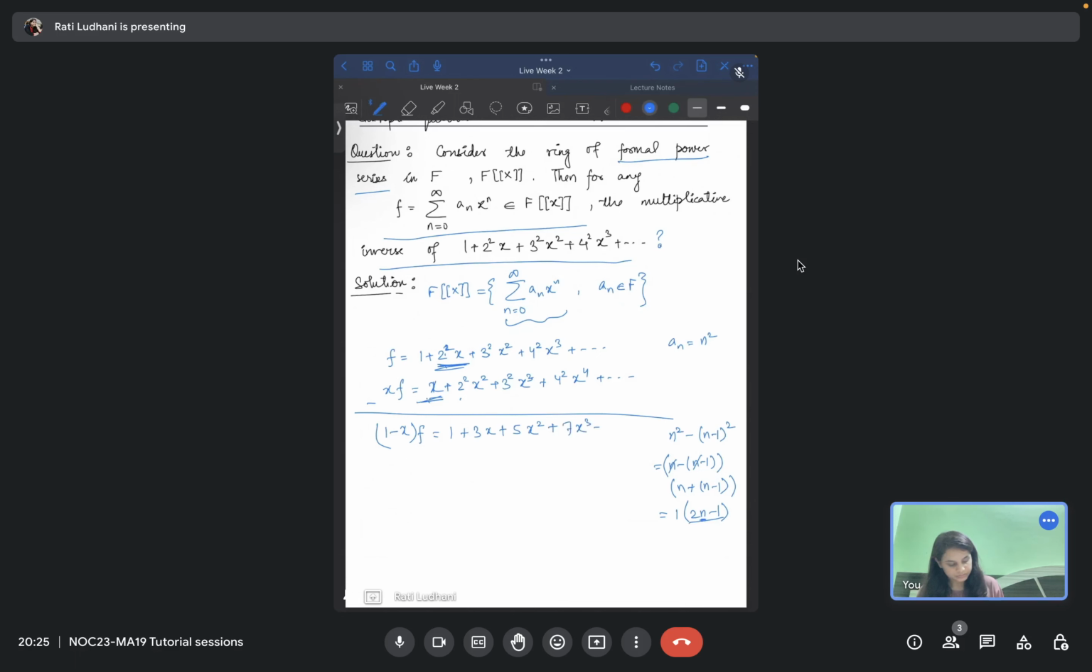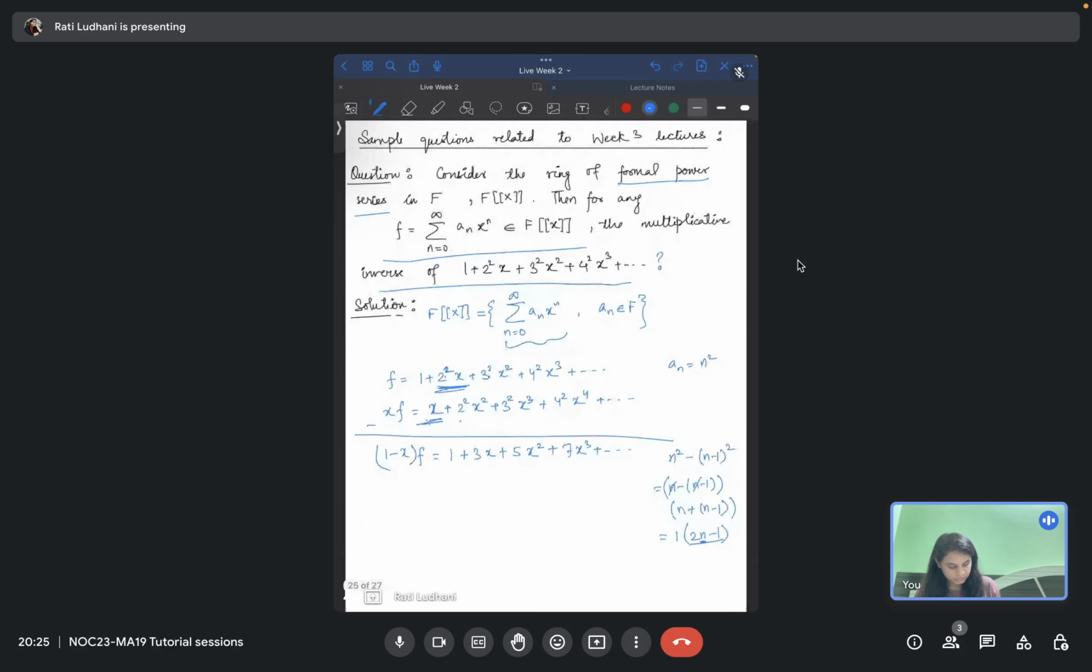7x cube. Now what I'm trying to do, if you see in the lectures, is find the multiplicative inverse of f. If you check the notes, the multiplicative inverse will only exist if the constant term is non-zero. That is a theorem, you can check that in the notes itself.